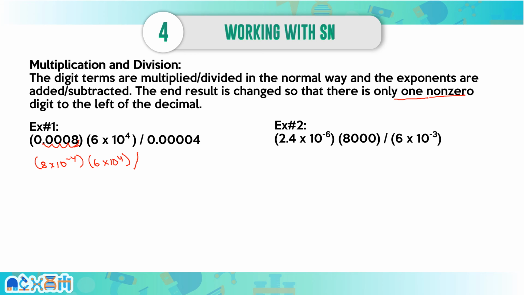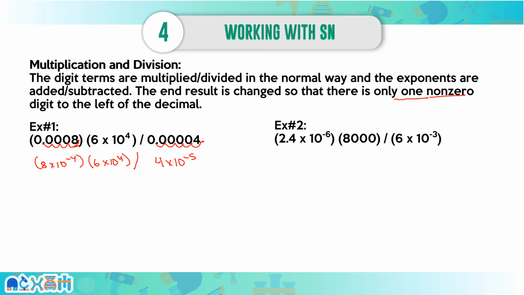This one, you have to move 1, 2, 3, 4, 5. So you have moved 5. That will give you 4 times 10 to the negative 5. Why 4? Since you only have one significant figure here, your answer should also have one significant figure there. Okay?